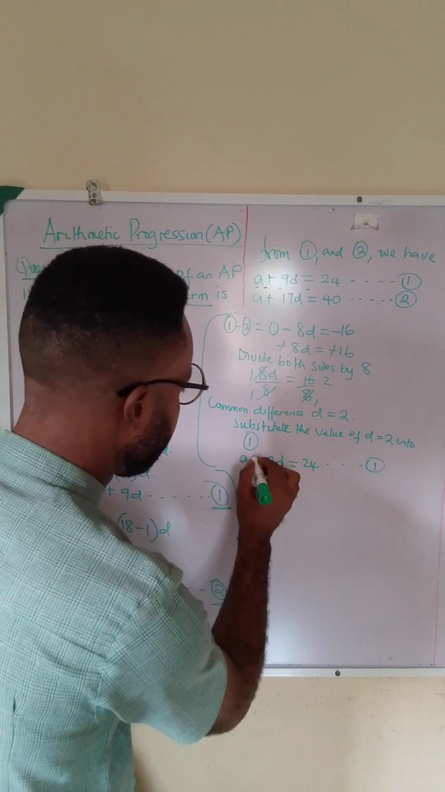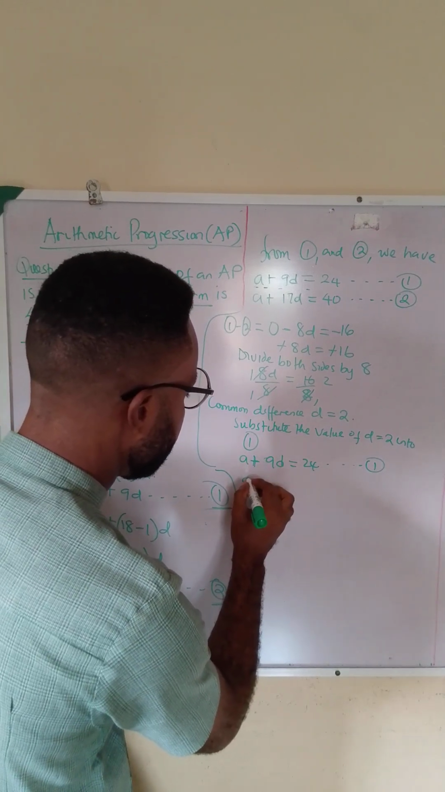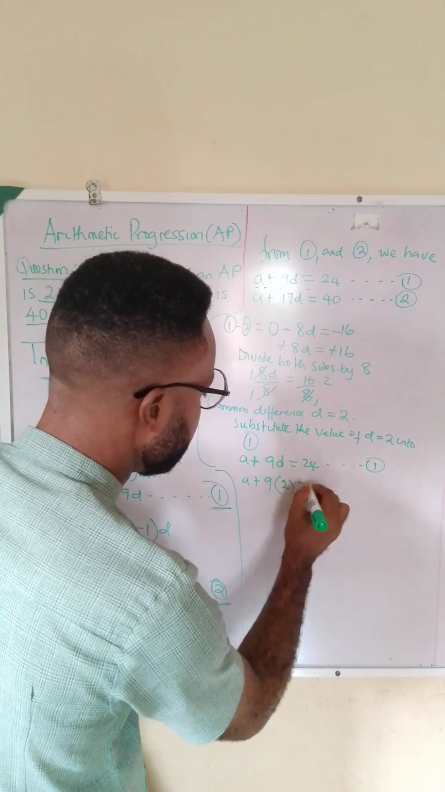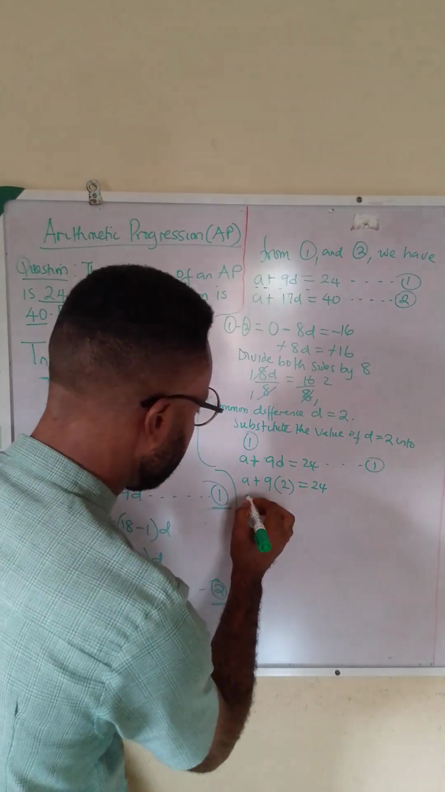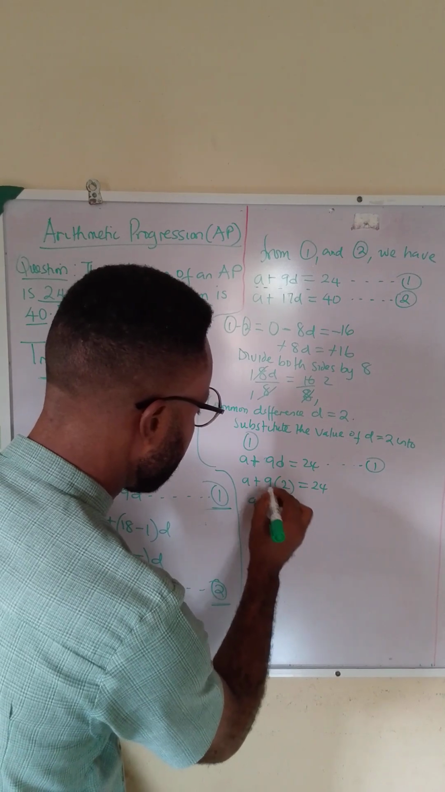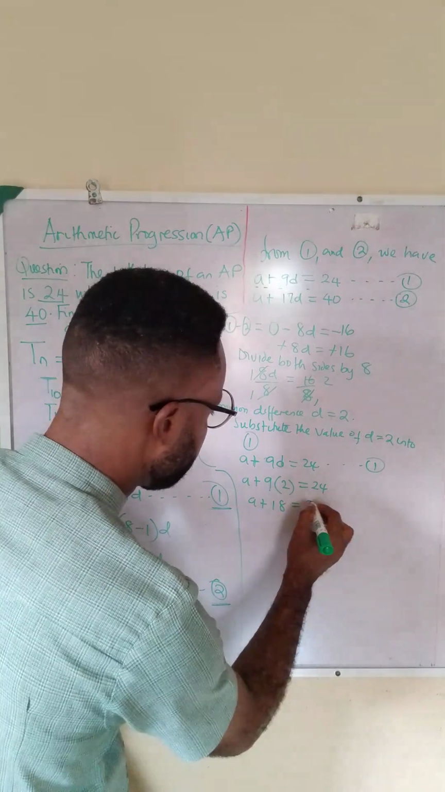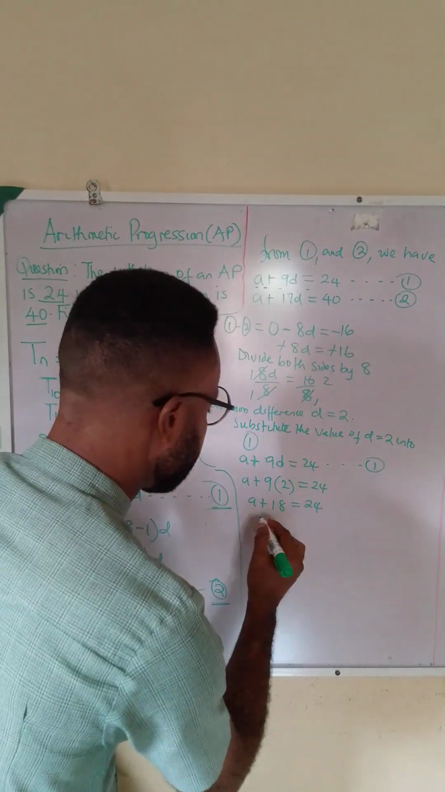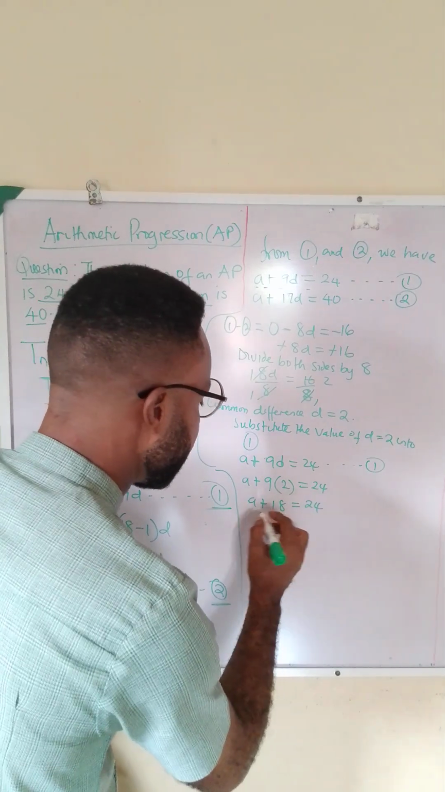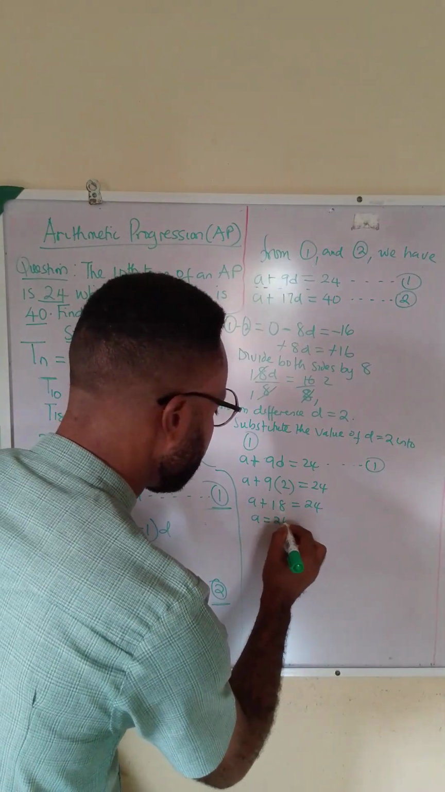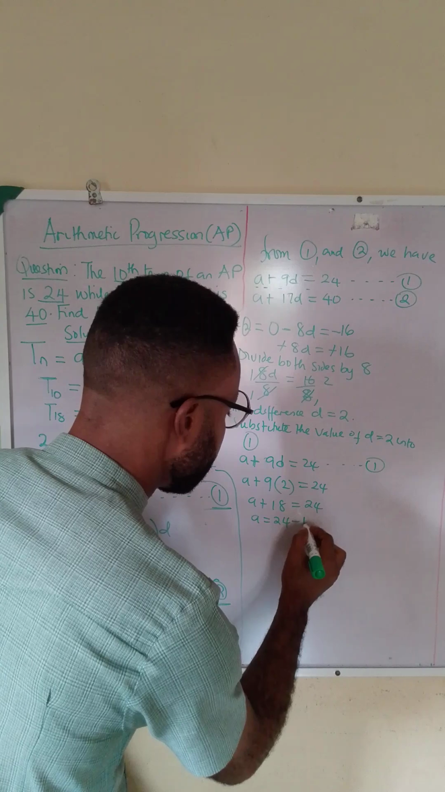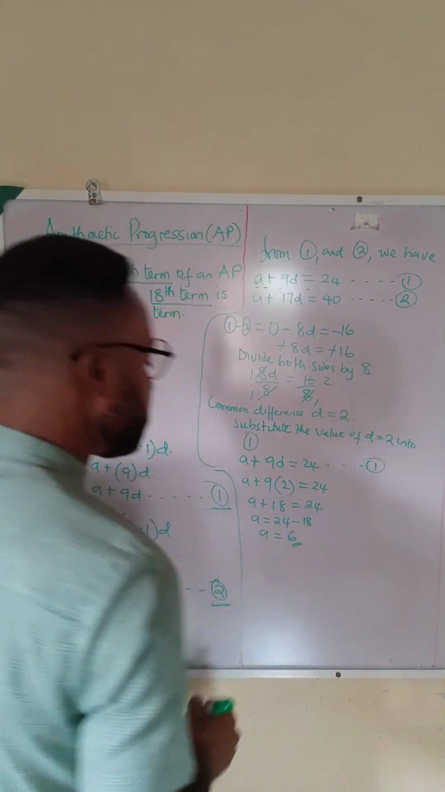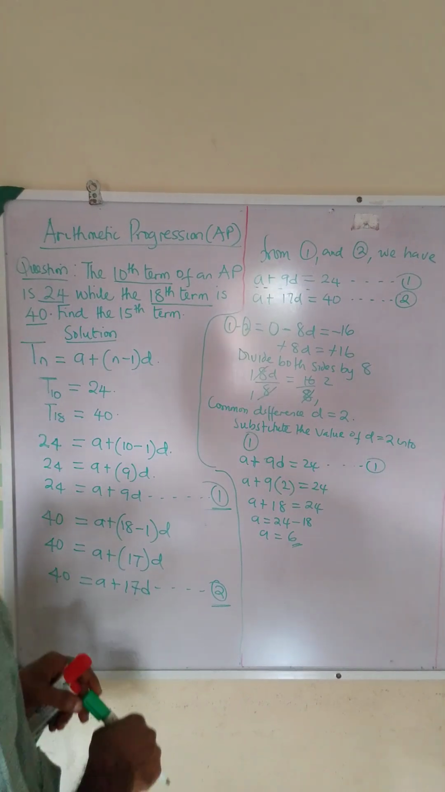So let's substitute the value now. This will be a plus 9 into, what is the value of d? It is 2, equal to 24. This is the same thing as saying a plus 9 times 2 is 18 equal to 24. And so we can move 18 to the right hand side of the equation, collecting like terms. So we have a equal to 24 minus 18, because 18 is moving, so a equal to 6. So our first term a equals 6.